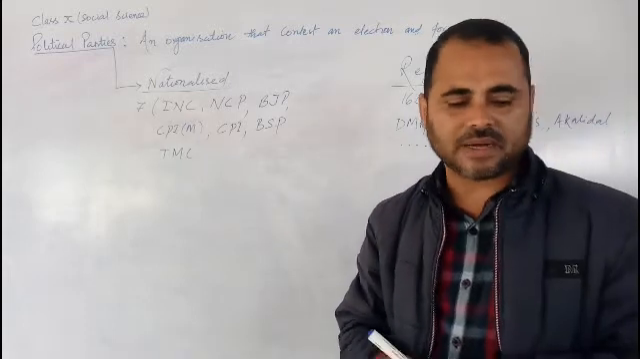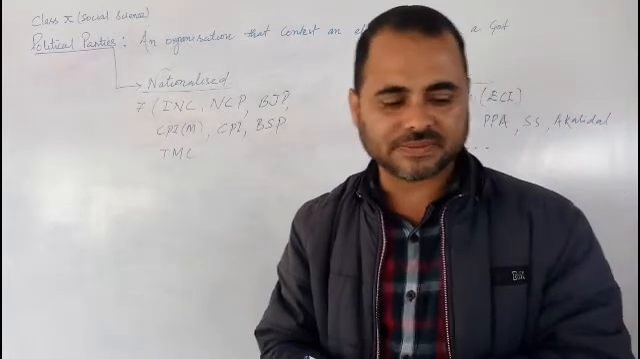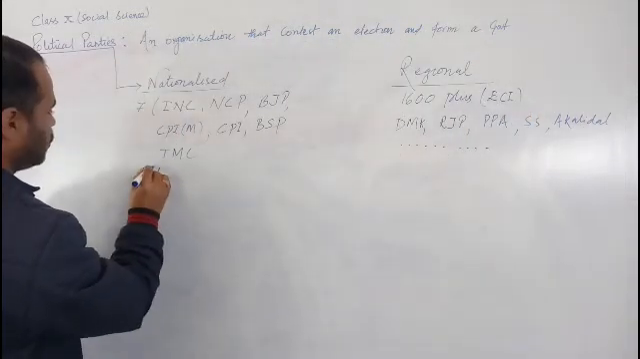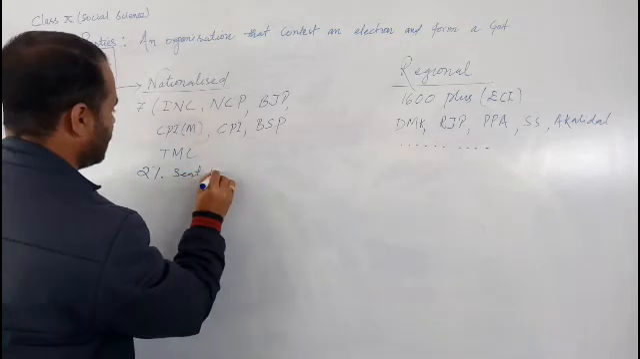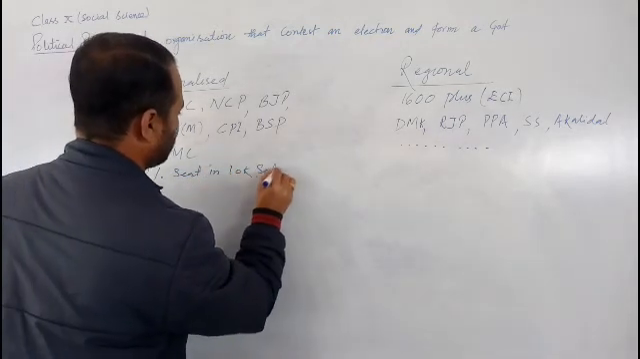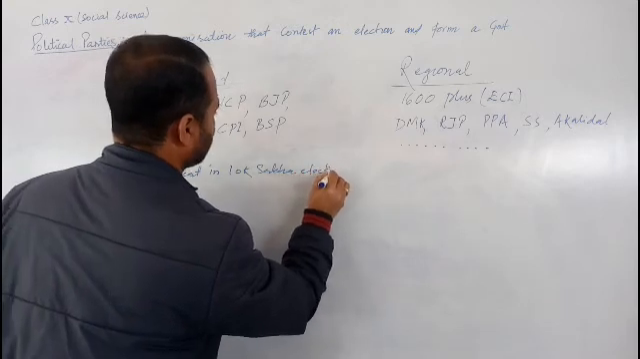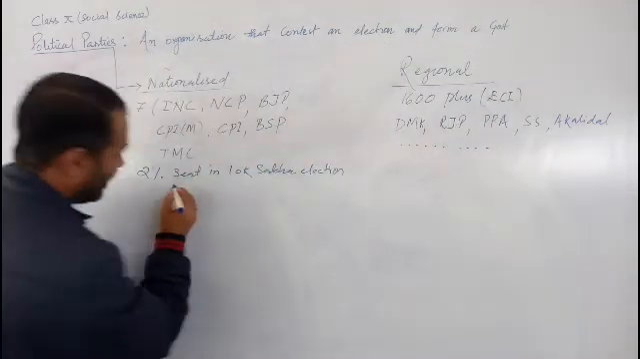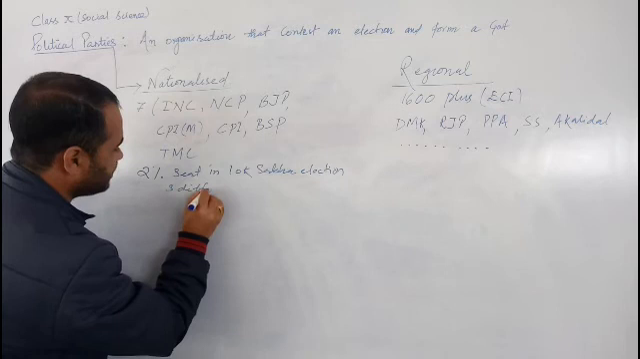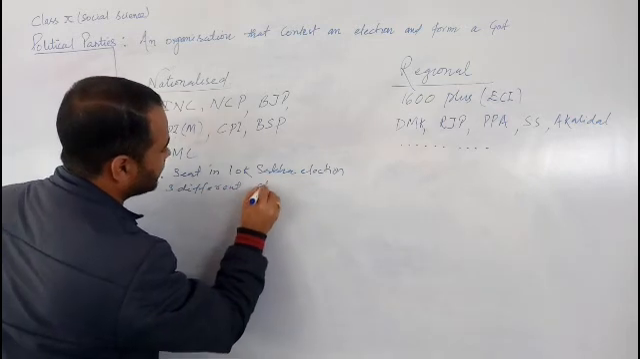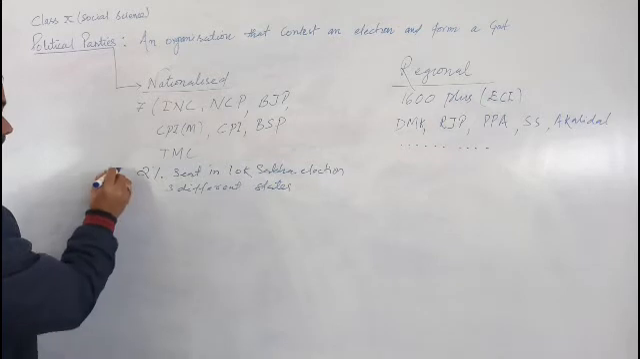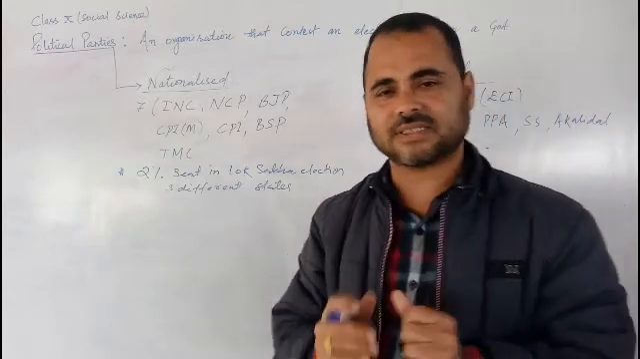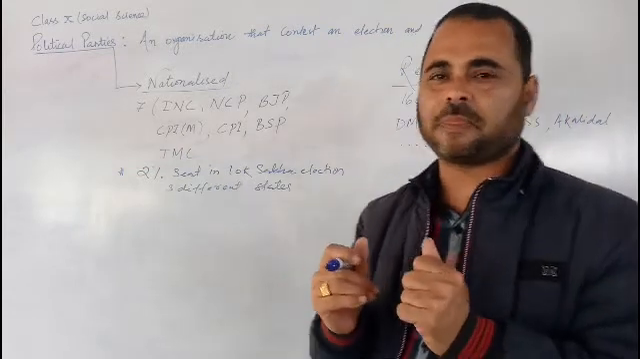Any regional political party which contests elections and wins 2% of seats. How many? 2% of seats in the Lok Sabha election from any 3 different states. Okay? From any 3 different states. Now, they will be counted as what? A nationalized political party. This is the first condition. Then the second condition.